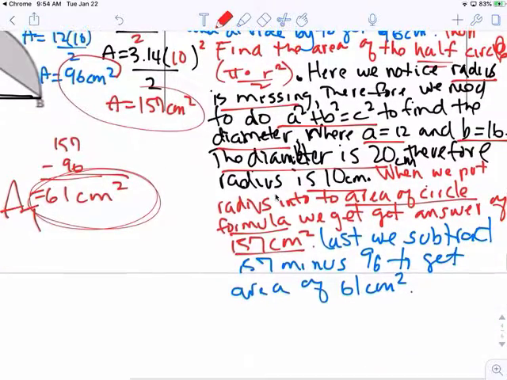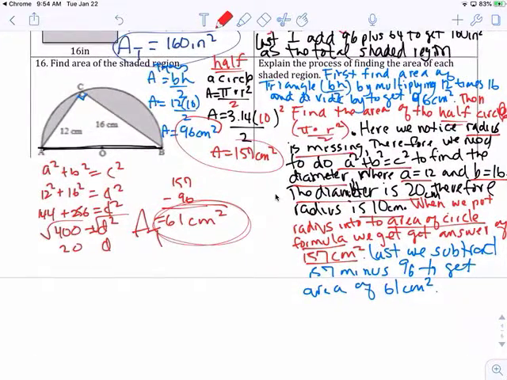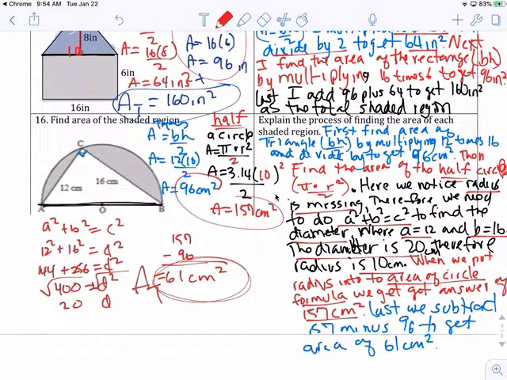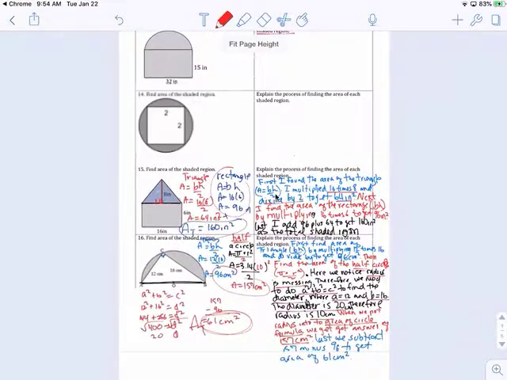Last we subtract. Explain all your steps in detail. As detailed as you can. Okay? That's how we do that. And that's everything here. And Friday's homework will be on your test.